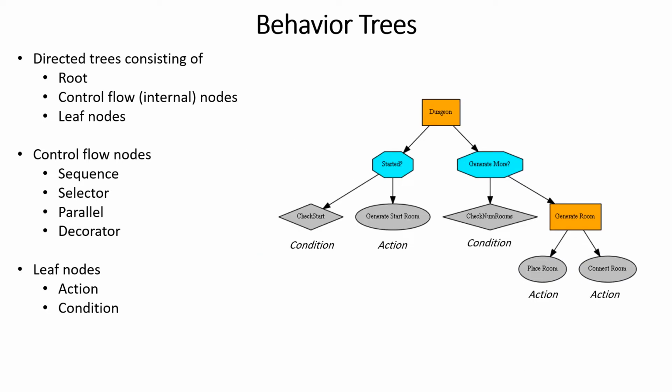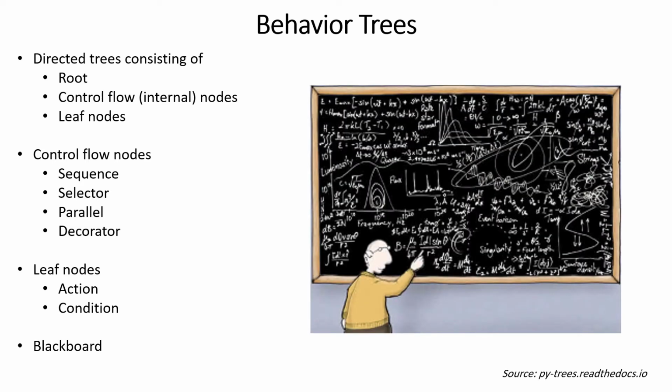Leaf nodes are usually of two types. So we have action nodes, shown in this figure in the gray ellipses. These execute commands corresponding to the most low-level behavior being modeled. And we have condition nodes, shown using the gray diamonds, which return either success or failure based on if a certain condition is true or false. And finally, behavior trees may optionally also use a blackboard, which in its simplest form is a key value store that is globally accessible by all of the nodes in the tree and used to store information that may be useful when making decisions. And as we shall see, we make extensive use of blackboards in this work.